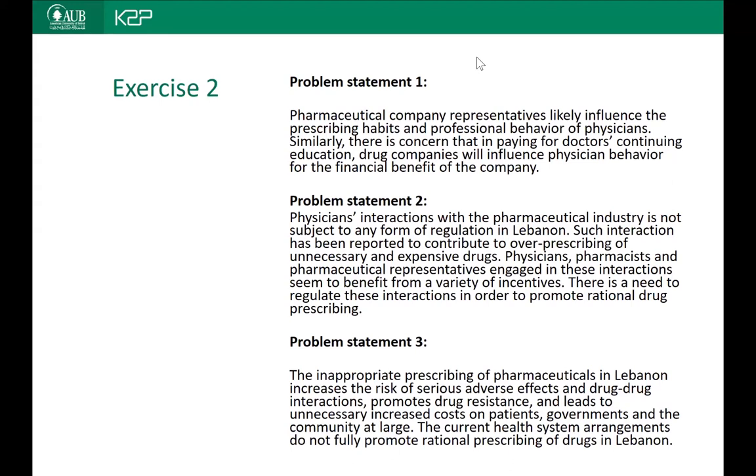Okay, so in fact, when we started writing this policy brief, we initially selected 2 as our problem statement. But guess what happened? Of course, when we're talking about the issue of rational drug prescribing, physicians are our number 1 target audience. So when we sent that policy brief to physicians, the first statement that a physician would read once he opened the policy brief is the problem statement. And if I am a physician and the first statement I read is that physicians' interaction with the pharma industry is not subject to any form of regulation in Lebanon, how do you think I would react? Is this inviting? The moment I read this statement as a physician, this has set the tone for me.